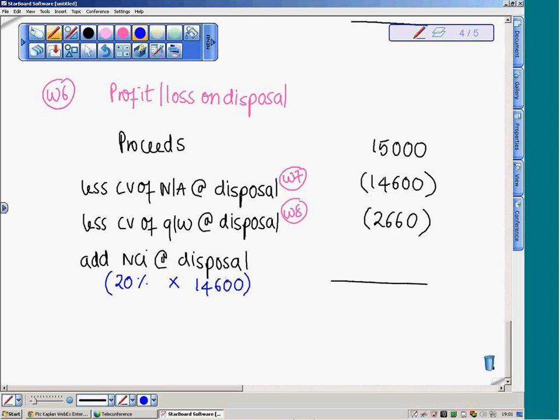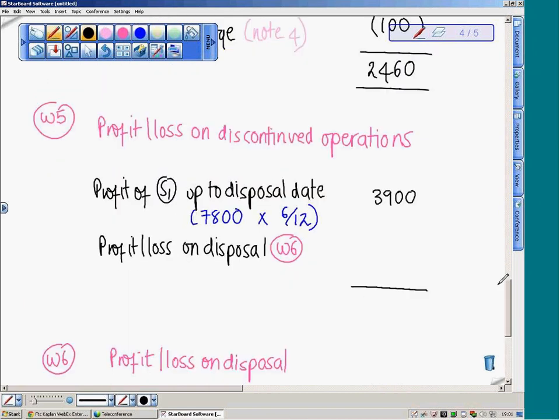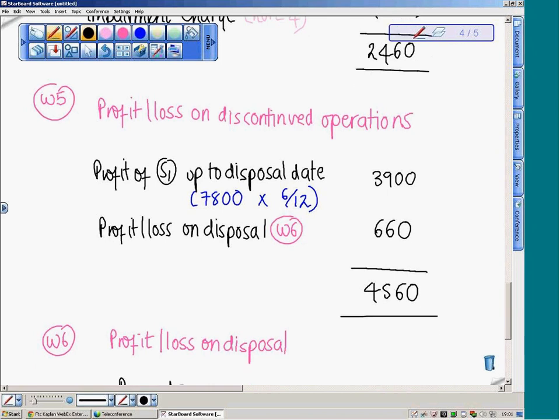You can just think of this as your standard working for the SFP calculation for the disposal date, okay? Normally your working for in the SFP is your NCI working. We're trying to work out the NCI position at disposal date. So if you plug that in, 220 is what you get, and 660 is the profit or loss on disposal, okay? Plug those numbers into my core discontinued operations calculation. So I can plug in the 660, and that's going to give me the 4560. Okay.